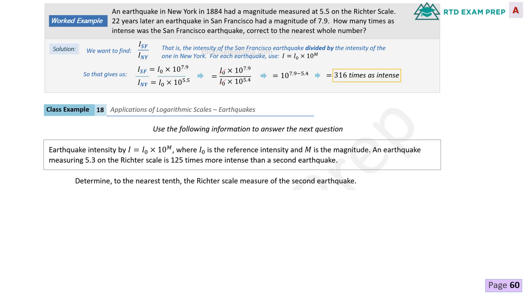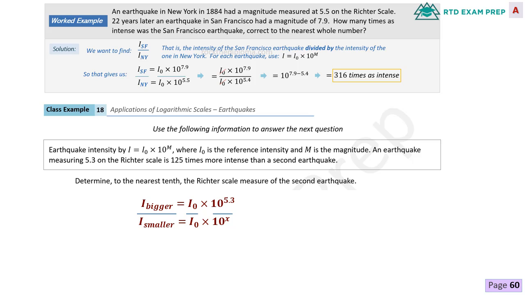Let's use logarithmic scales to compare the intensities of earthquakes. In class example 18, we're given an equation for earthquake intensity, where the intensity is the reference intensity times 10 to the magnitude. We're told that one earthquake measures 5.3 on the Richter scale, and that it's 125 times more intense than a second earthquake, and we're asked to find the magnitude of that second earthquake. So if we just used that single equation, we wouldn't really have enough to solve for anything. We don't know the reference intensity, and we don't actually know the intensity of the first earthquake.